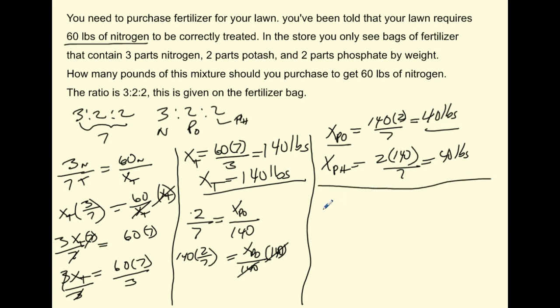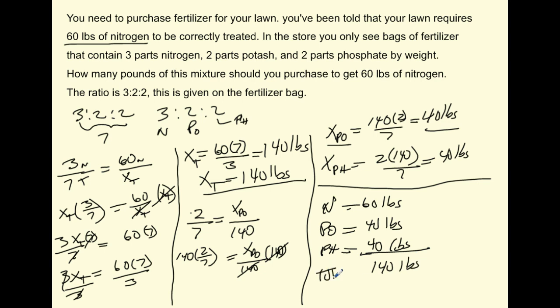So if we take those total weights we calculated, the weight of the nitrogen is equal to 60 pounds. The weight of the potash is equal to 40 pounds. And the weight of the phosphate in the fertilizer is 40 pounds. And we add those up. 60 and 40 and 40 is 140 pounds total. And so what that says is to get the required 60 pounds of nitrogen according to this ratio, we would have to purchase a 140 pound bag of fertilizer.